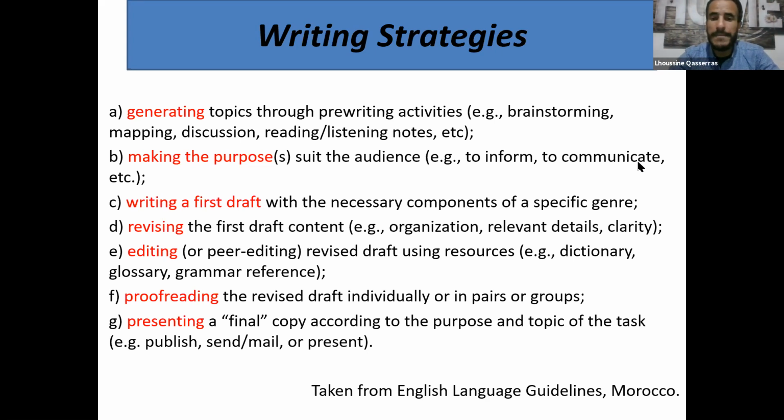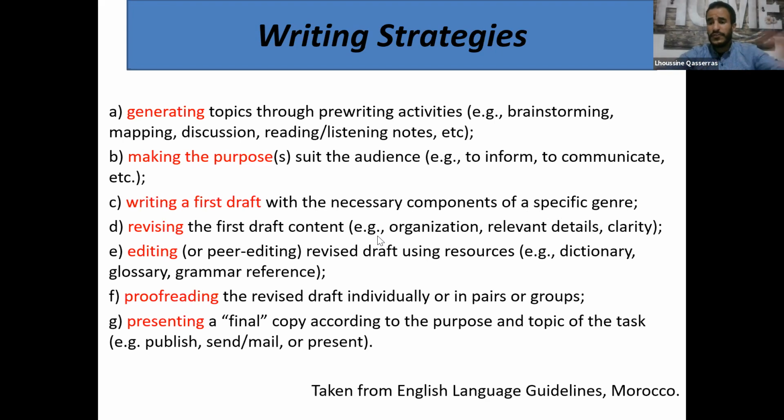Number two, B, making the purpose. What's the purpose of writing? Is it to inform, to narrate, to communicate, to write about cause and effect? Is it formal or informal? So you have to know about the purpose, and students should know about the purpose. And C, another strategy is writing a draft or the first draft. When you write the first draft, you just write. Don't care about mistakes, just write. It's okay. So writing a first draft with the necessary components of a specific genre.